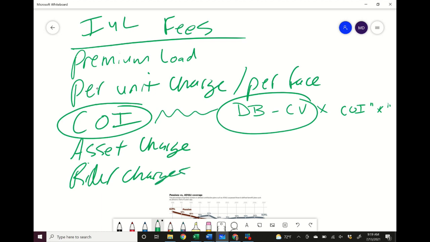So if you're adding things like long-term care, chronic illness can sometimes have a rider charge depending on the company, liquidity riders, those can all have different rider charges. So those are the 5 main fees that you might see on an indexed universal life insurance policy.